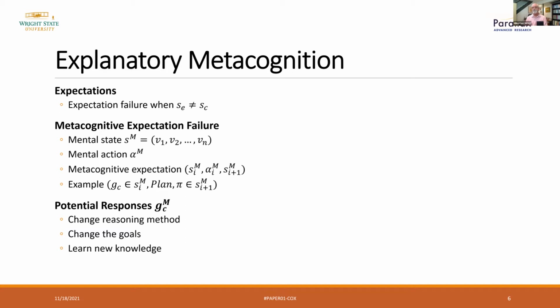And over a trace of reasoning, we want to be able to think about our expectations in the object level and what goes wrong, and then how we can manage those in hindsight. So the kinds of responses, the meta-level goal, G sub C with the superscript M, could be to change our reasoning method, could be to change the goals. Perhaps I'm playing chess, I might change from checkmate to draw as the goal, given the outcome of what has happened so far in the game. And finally, we might have a goal to learn a specific piece of information, or acquire some information, or modify and adapt the actions, the action model, for instance. In fact, we'll talk about that and focus on learning goals as we go through this today.